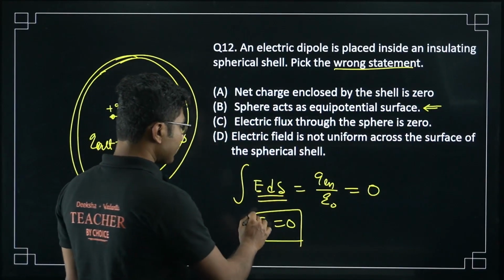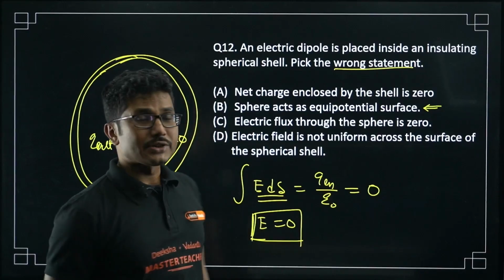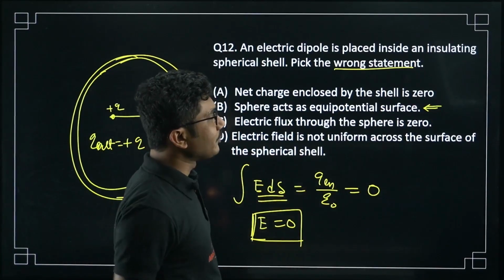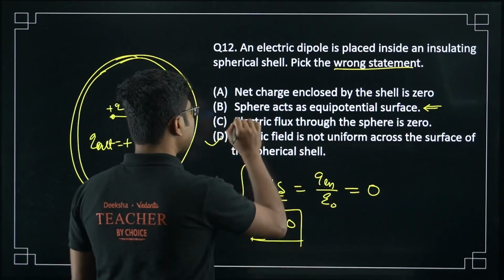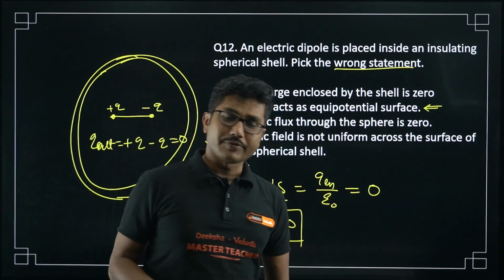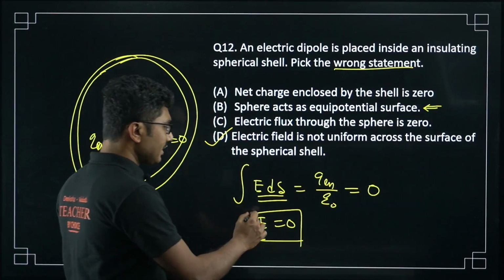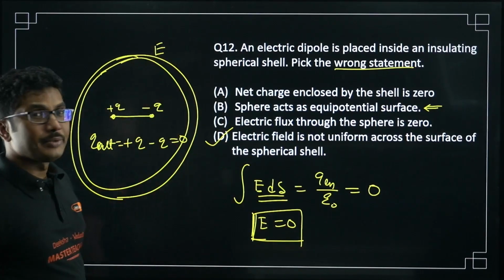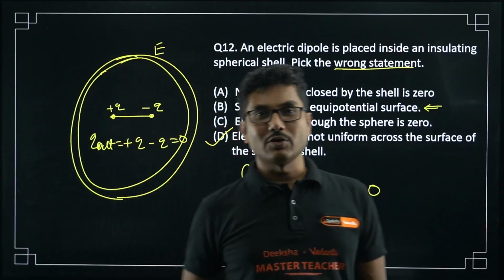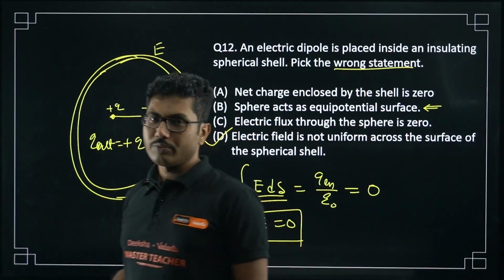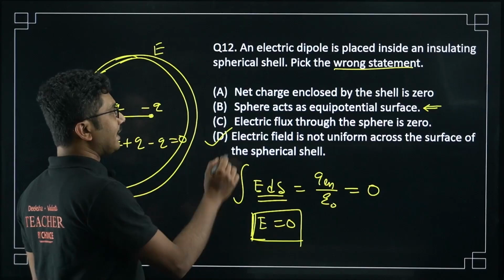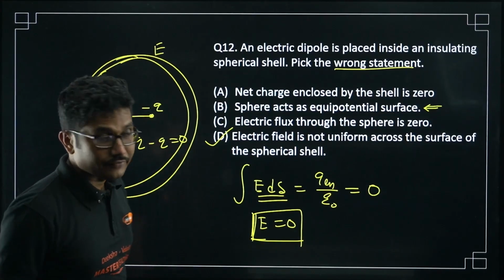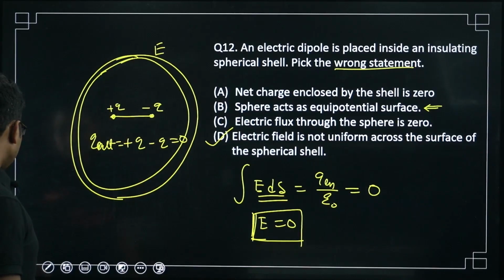Constant electric field means obviously it is an equipotential surface, and the statement that electric field is not uniform across the surface is not correct. Electric field will be uniform across the surface because electric field itself is 0 on the surface. If the electric field here is E, then it will be 0 because the net electric charge enclosed by the surface is 0. So from there you can calculate E is 0, and if E is constant, then it will be an equipotential surface for sure, right?